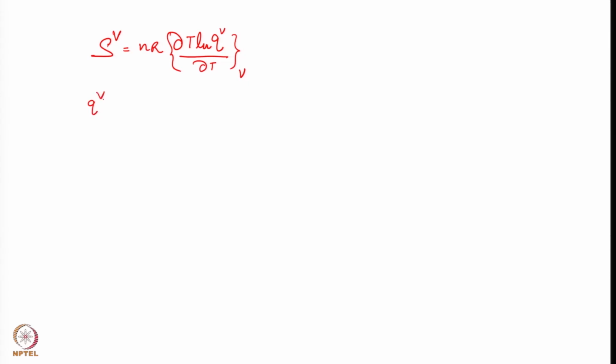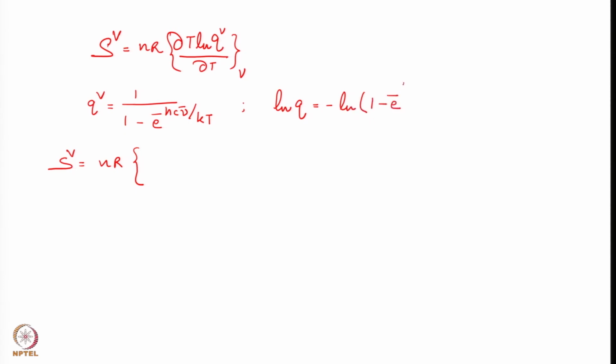Q vibrational is 1 over 1 minus exponential minus hc nu bar by kT. I am writing in terms of temperature. Therefore my S_V becomes NR. It will be easier if I talk in terms of log Q. I am not writing V here for simplicity. So this is minus log of 1 minus exponential minus hc nu bar by kT. This is what I have.